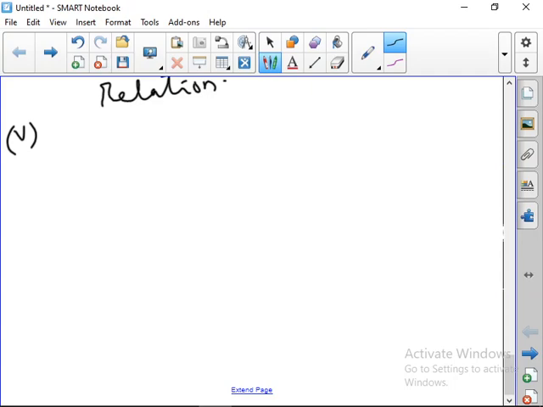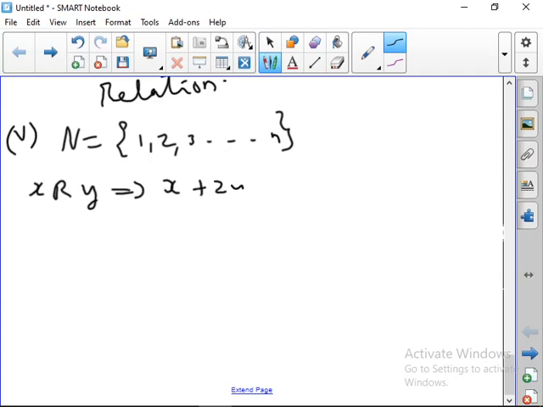Now the fifth one is on the set of natural numbers. So N is equal to 1, 2, 3, etc. Then x related to y implies x plus 2y is equal to 1.